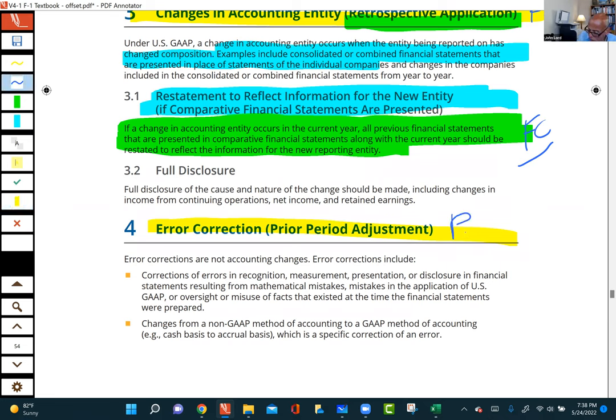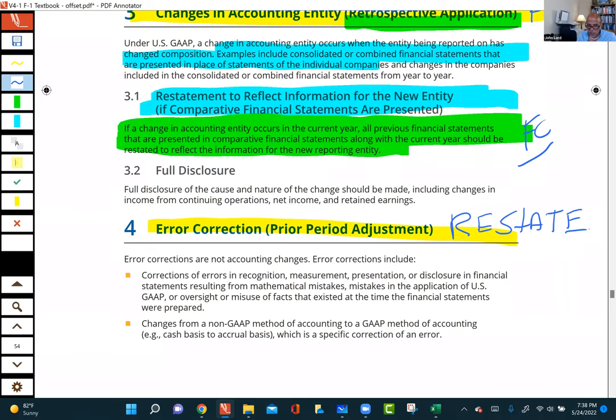If it's an error, now we use the R word. Of course, they both had R's in them. Okay. But now we restate. We're going to do the same thing we would be doing for the cumulative effect for error correction, but now we call it a restatement.